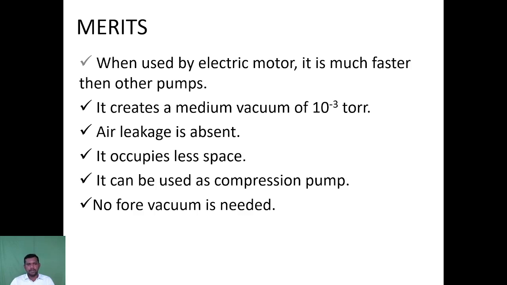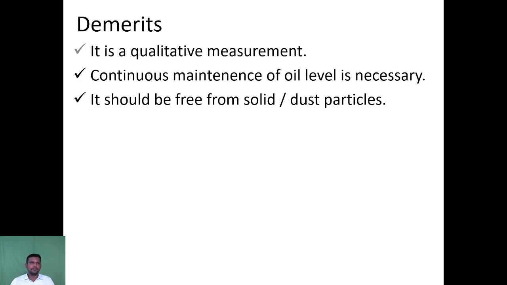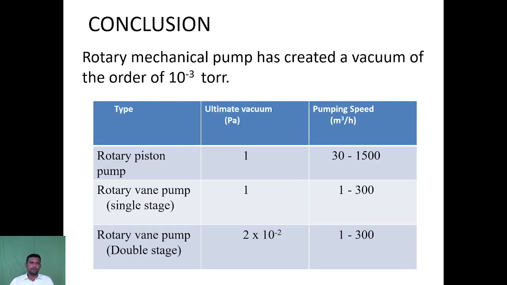It occupies very little space. It can be used as a compression pump also. No fore vacuum is needed to use the rotary mechanical pump. The demerits: it is a qualitative measurement. Continuous maintenance of the oil level is necessary because oil leakage has to be watched for. Then it should be free from solid or dust particles. So these are all the demerits of the rotary mechanical pump.